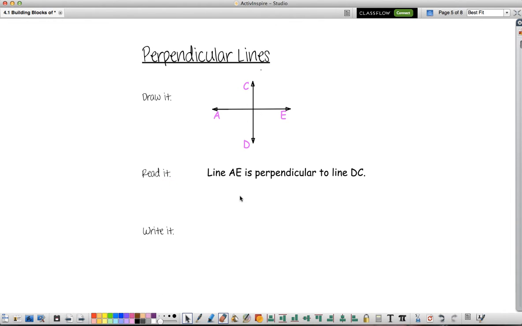So to read this, you would say line AE is perpendicular to line DC. Could you switch it around and say DC is perpendicular to AE? Absolutely. There's no right way. I mean, there's a right way to say it, but there's no correct order that you would have to say. You don't have to say the horizontal and then the vertical. It's just making sure that you have the right label for the lines. So again, line AE, here's my symbol for perpendicular, line DC. So remember, you have to have your line symbols.